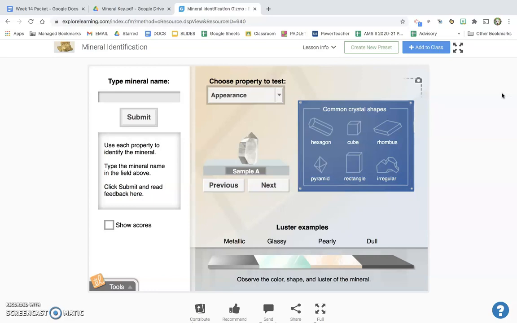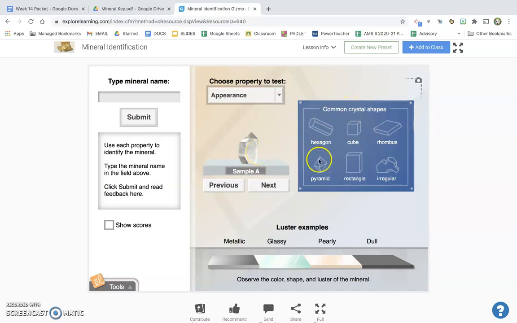Today we're going to be learning about minerals by doing a simulation. So what you see on your screen is a mineral sample, and we're going to figure out what exact mineral this is. As we do this, you're going to answer the questions that come up on the side. So, sample A. Let's start by looking at its crystal shape.